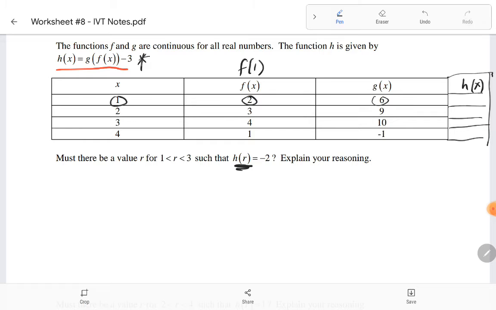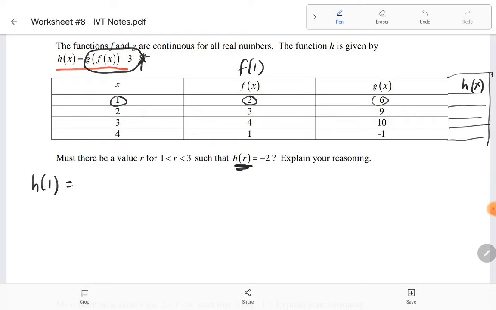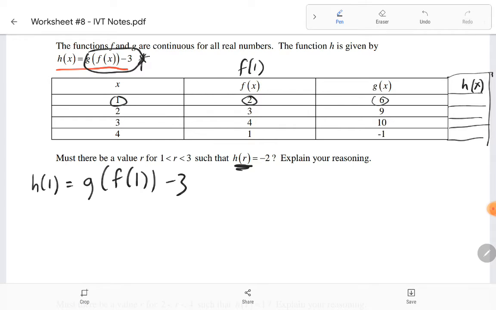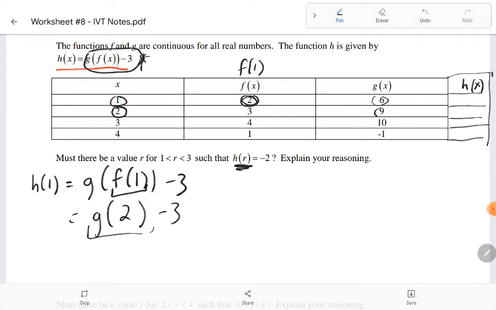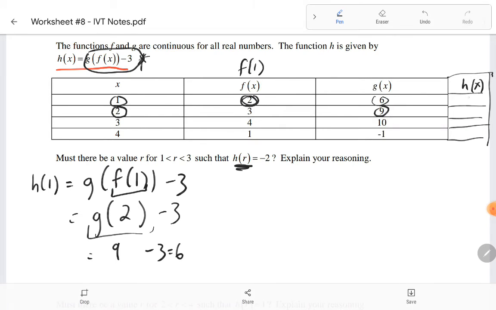But if I'm asking for h of 1, I'm just going to do it right here. H of 1, using the definition up here, I get g of f of 1 minus 3. And if you guys remember, you just work from the inside out. So for this one, what did we say f of 1 was? Well, f of 1 is 2. Then I simplify this. Now I got to figure out what is g of 2. I just use the chart. 2 is 9 for g. So this becomes 9 minus 3. And look at that, I get 6. So h of 1 is 6.